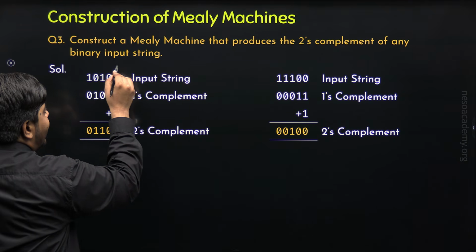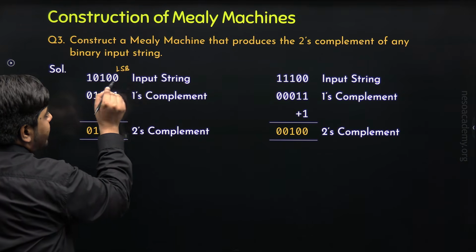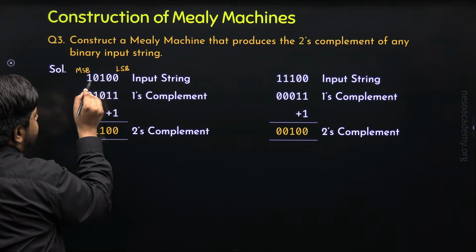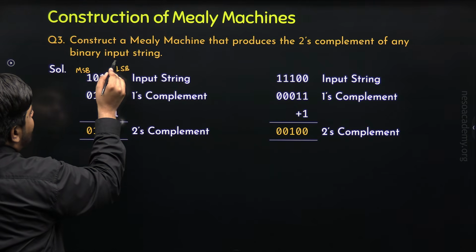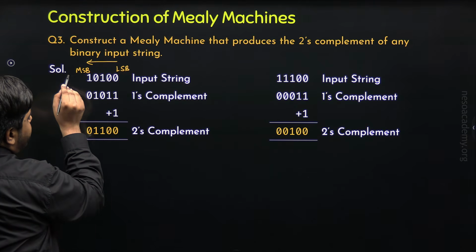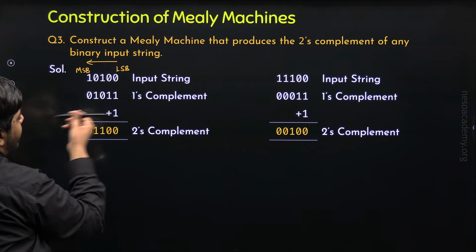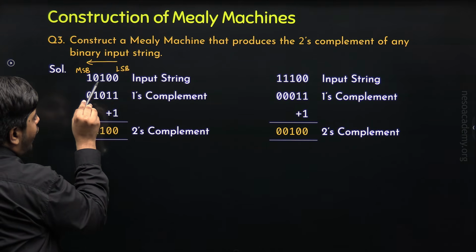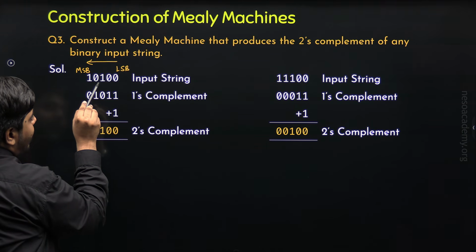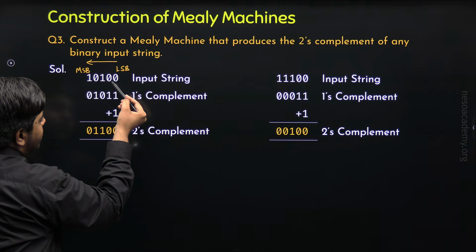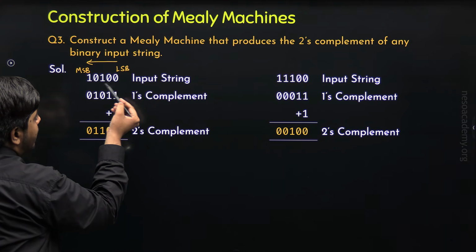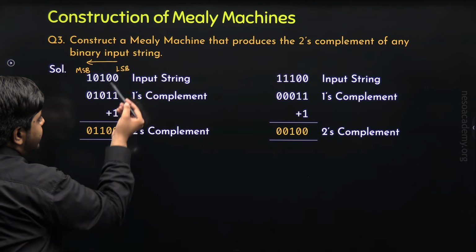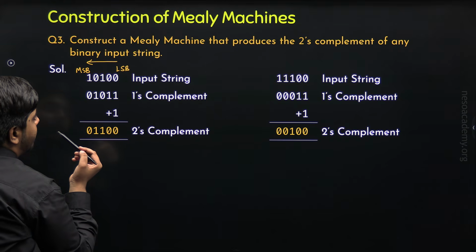This is called the LSB, least significant bit, and this is called the MSB, most significant bit. When we are moving from the least significant bit to the most significant bit, that is from right to left, we will find that before the first 1 comes, these two zeros are coming before the first one. So these two are as it is in the 2's complement also. This 0 is same, this 0 is also same.